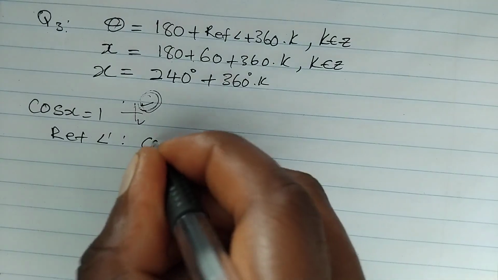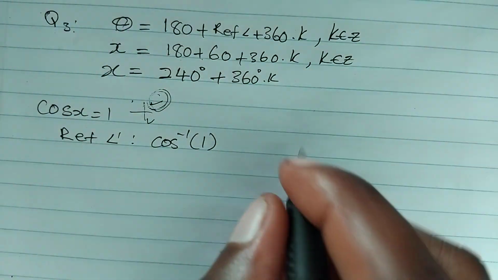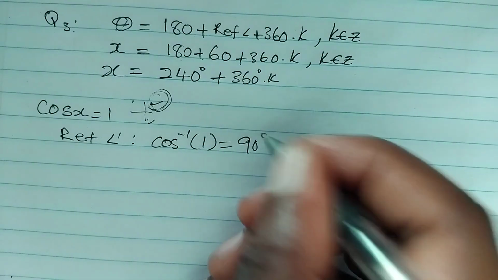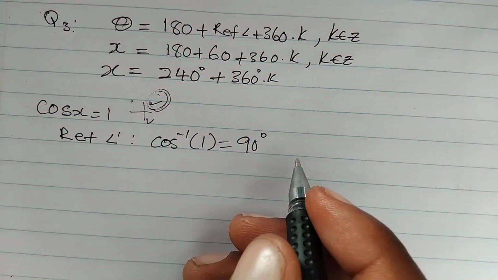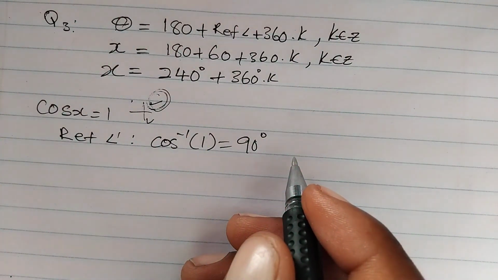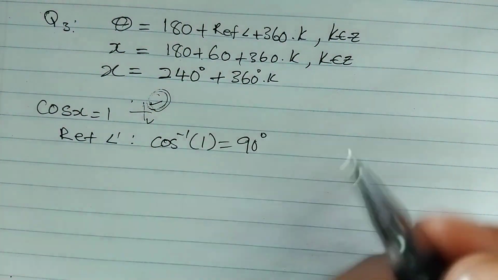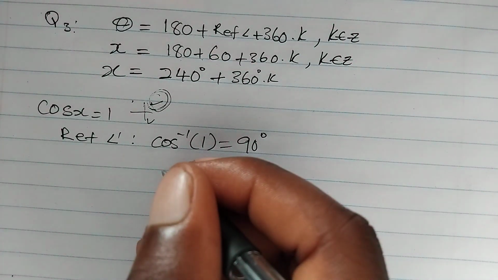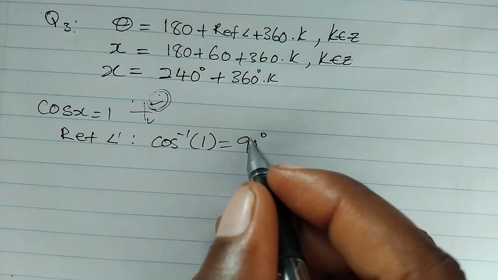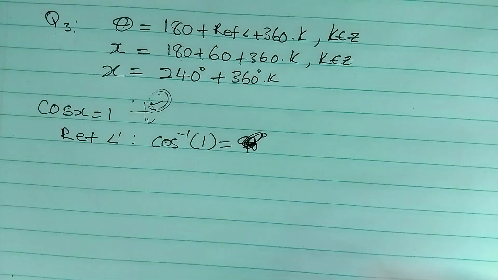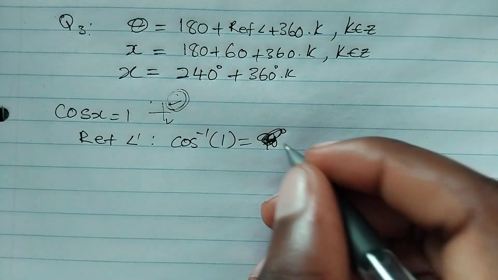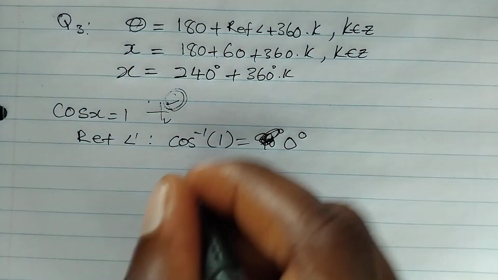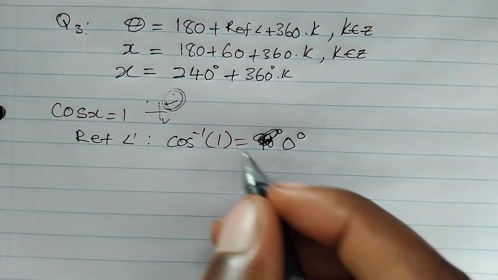So your reference angle will be cos inverse of 1. Cos inverse of 1, this will be 90 degrees. Am I correct? Cos inverse of 1. Cos 0 is 1. So cos inverse of 1 is 0 degrees.